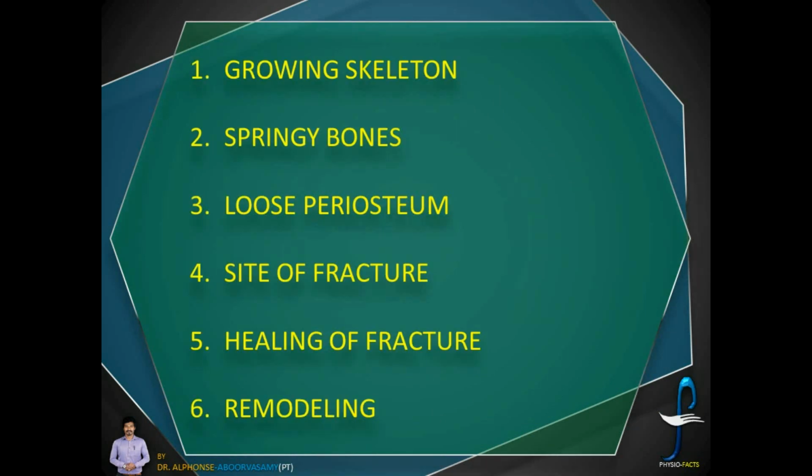A child has a growing skeleton and their bones are springy. They have loose periosteum. And based on the fracture site, the healing of fracture, and the remodeling processes, a child fracture is different from an adult bone fracture.